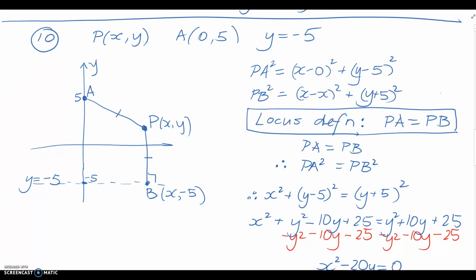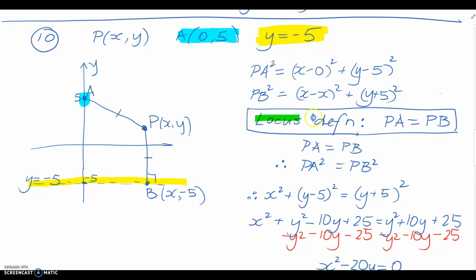Now this one's slightly different because they're giving me a point and a line. Now see this line here, y equals minus 5. That's this one here. So it's always good to draw these ones if you're not sure what's going on. So where's A? A is (0, 5). So there's A. That's that one there. And P, well, where did I decide to put P?